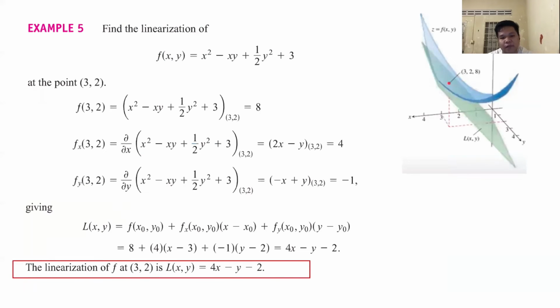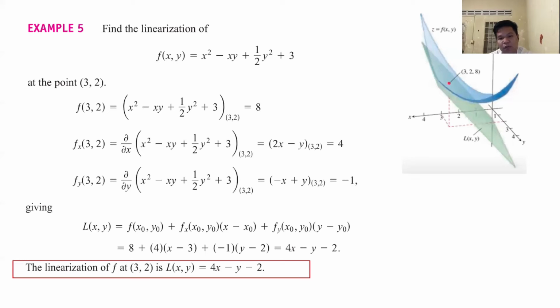Example 5. Find the linearization of the given function f(x, y) = x squared minus xy plus 1/2 y squared plus 3 at the point (3, 2). First we find the value at (3, 2) by substituting the coordinates into the function. So we got 8. And then we differentiate the function with respect to x, and then we substitute the values 3 and 2 into that derivative.